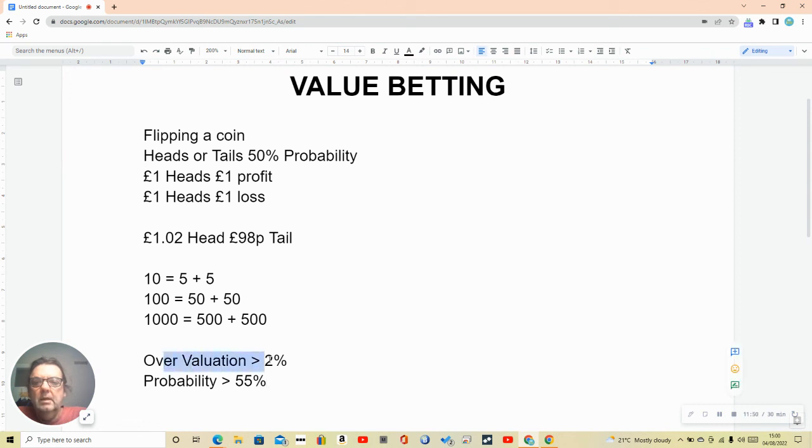Basically, I will show you bets where there's an overvaluation and also a high probability, higher than 50% probability, of the bet winning. And then I'll also show you the results of all those bets.